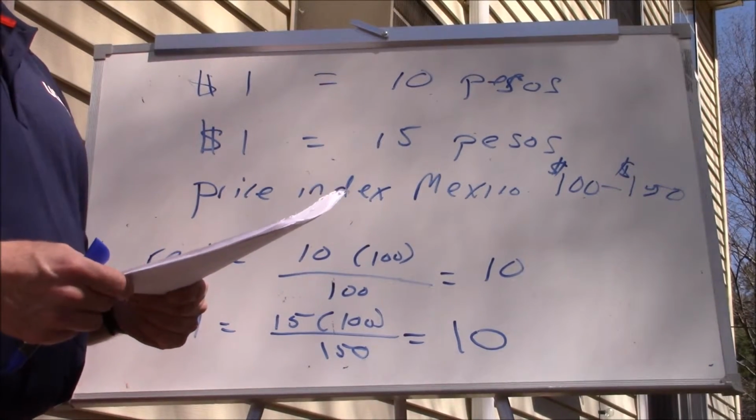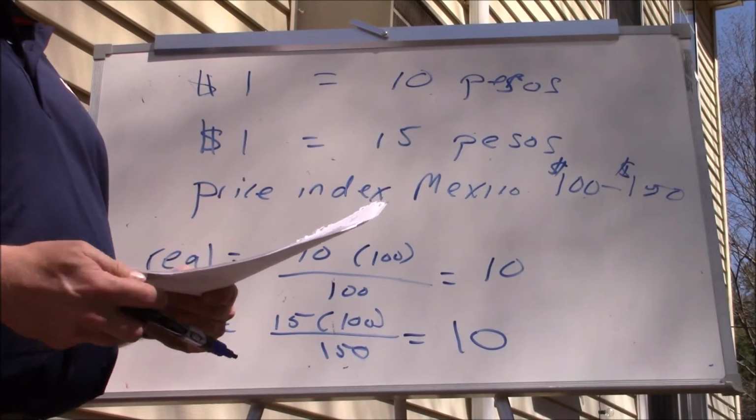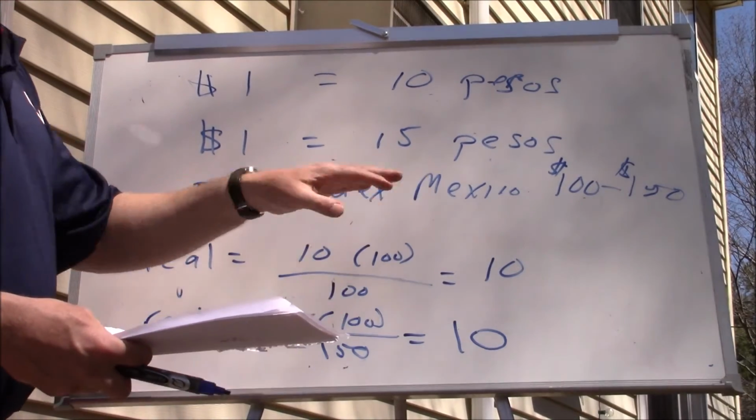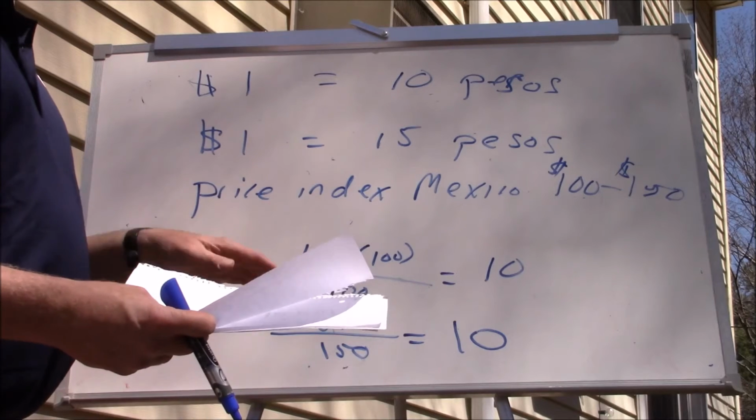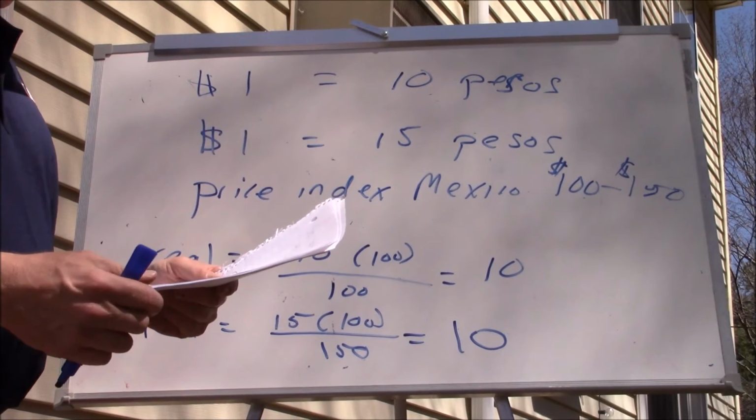So there would be no reason for the U.S. tourist to change his plans just because the price of the Mexican hotel room went up by 50%, because the value of his dollar also went up by 50%.